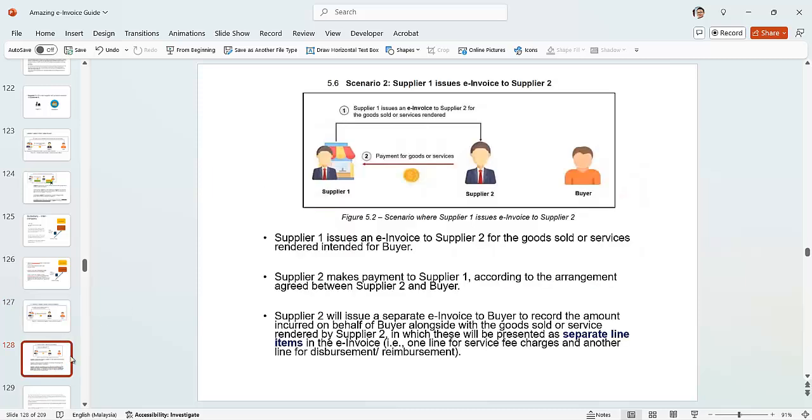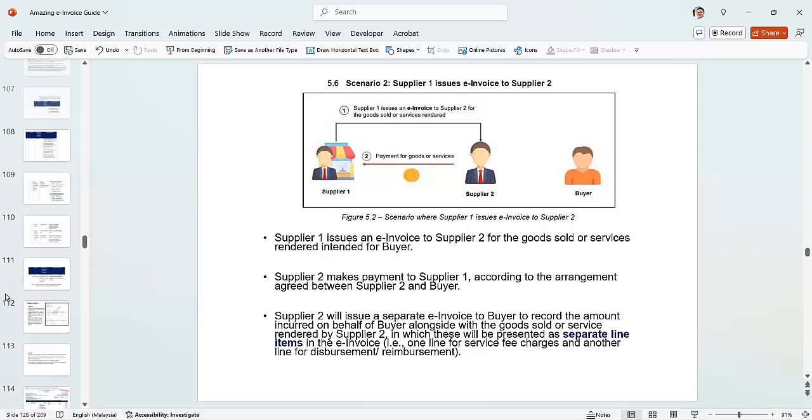So in this case, how do you solve it? The supplier issues, as we already said, the e-invoice. Then supplier 2 makes payment to supplier 1 according to the arrangement between supplier 2 and the buyer. After you complete the services, supplier 2 will issue a separate e-invoice to the buyer to record the amount incurred alongside the goods sold or services. You see here it records the amount incurred on behalf of the buyer. So there will be separate lines, right? One is the service fee charge and the other is the disbursement. Same thing, like we talked about in the earlier video.